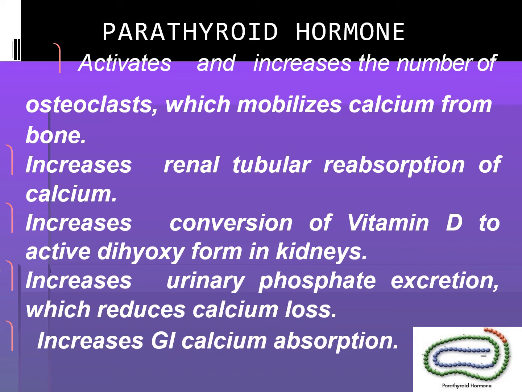At the kidney, it has three functions. It increases renal tubular reabsorption of calcium. It increases conversion of vitamin D to the active dihydroxy form in the kidneys. It also increases urinary phosphate excretion, which reduces calcium losses. At gut level, it increases GI calcium absorption. It is said for parathyroid hormone that it is a friend of calcium and enemy of phosphorus.